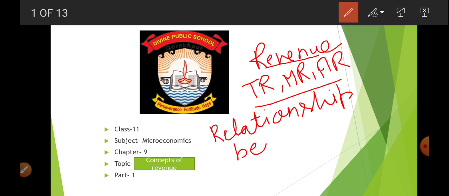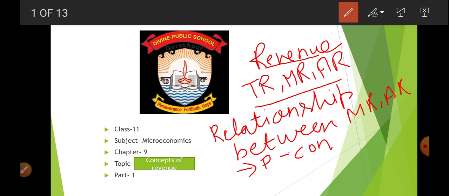relationship between MR and AR, within two conditions: when price is constant and when price becomes lower as output sale increases. So this is the content of this chapter.